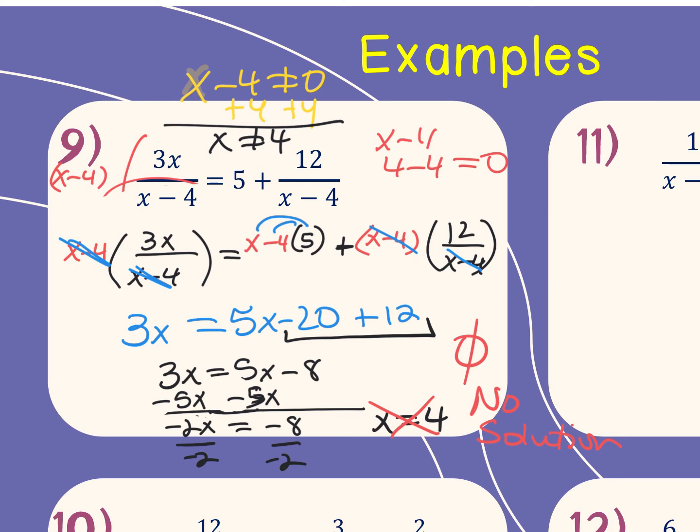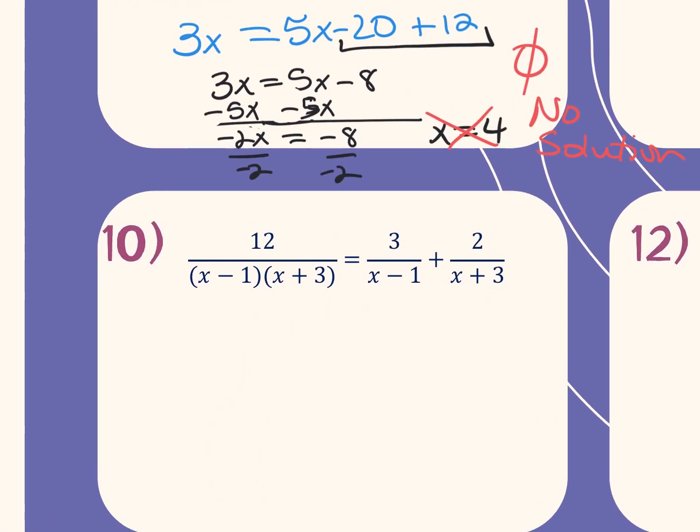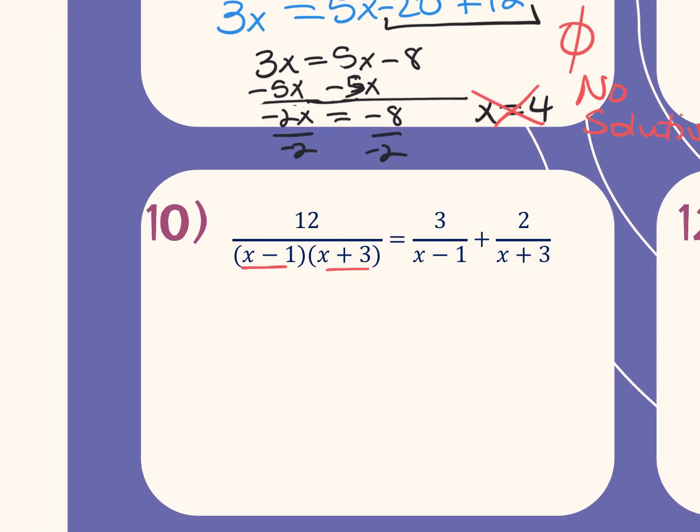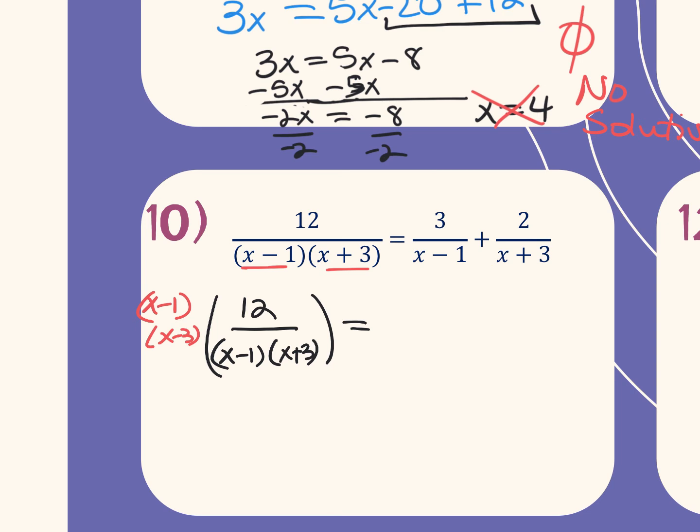Let's try number 10. This one's a little long. The common denominator is both. So I need to multiply each one of the terms here by x minus 1 and x plus 3. So x minus 1, x plus 3 gets multiplied to 12 over x minus 1, x plus 3. And then here, same thing. Multiply this one by x minus 1, x minus 3.